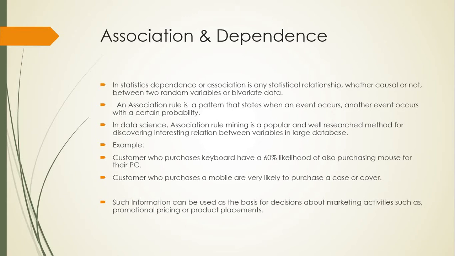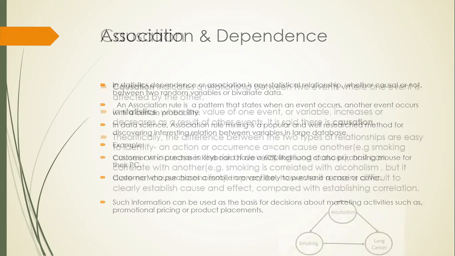In data science, association rule mining is a popular and very well researched method for discovering interesting relationships between variables in large databases. For example, a customer who purchases a keyboard has a 60% likelihood of also purchasing a mouse for their PC. Customers who purchase a mobile are very likely to purchase a case or a cover. Such information can be used as the basis for decisions about marketing activities such as promotional pricing or product placement.